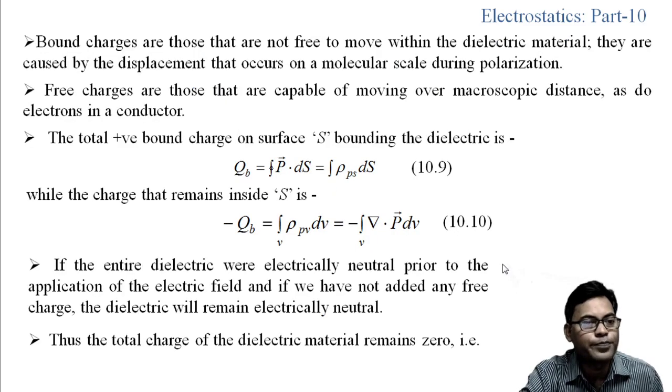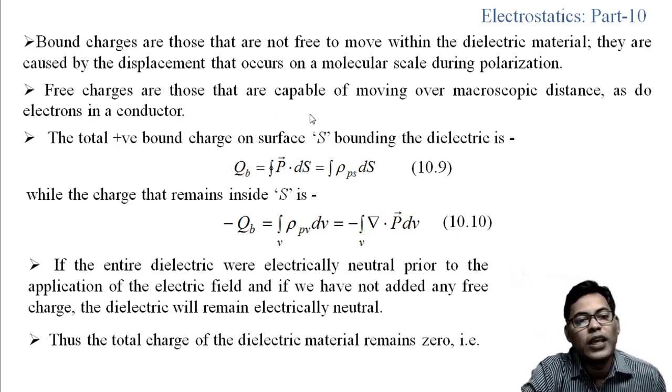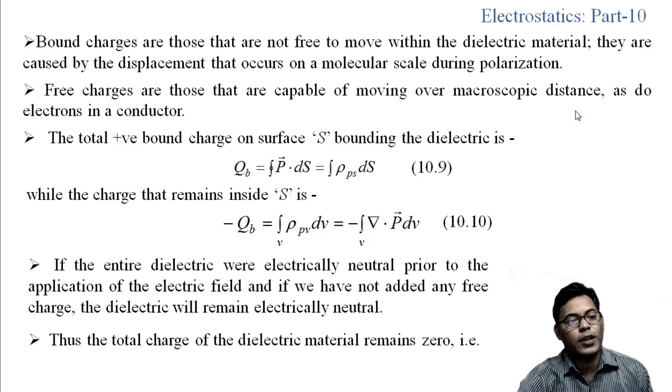Now the points I have discussed are written in written form so that you can understand well. Bound charges are those that are not free to move within the dielectric material. They are caused by the displacement that occurs on a molecular scale during polarization. Free charges are those that are capable of moving over macroscopic distances, as do electrons in a conductor.